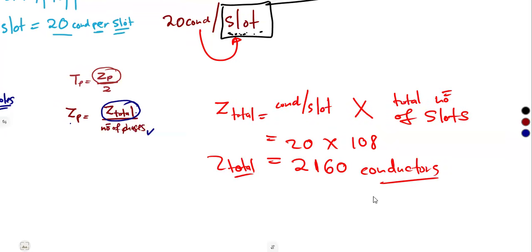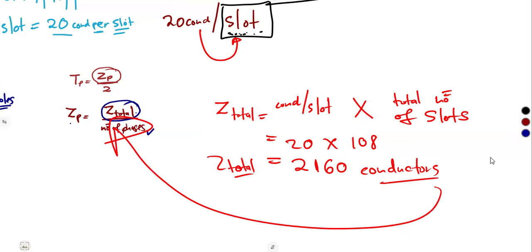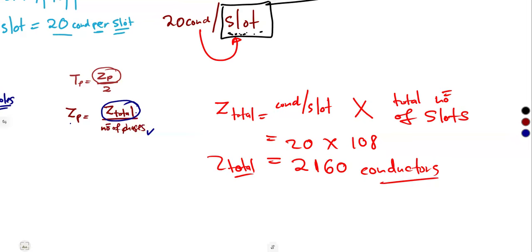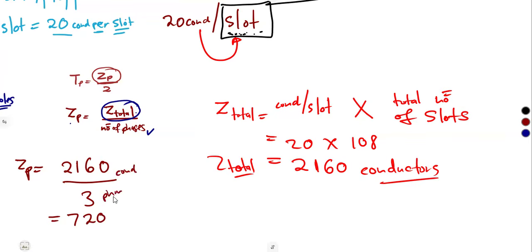Number of conductors. Where is it needed to find conductors per phase? So conductor per phase was going to be calculated because we have our Z total, 2,160 conductors over how many phases? 3 phases total. The number of phases that we have is 3. So divide by 3, we're going to have what? 720. Remember, these are conductors, 3 phase. So it's conductor per phase that you're having there. That's our conductor per phase. So that's what we have there.